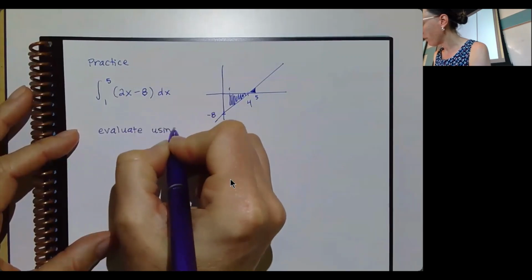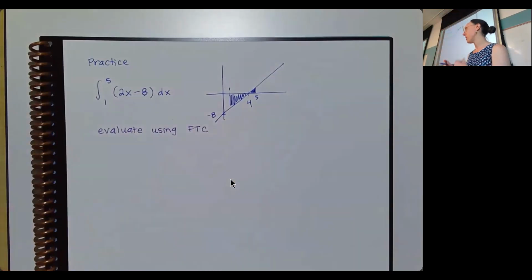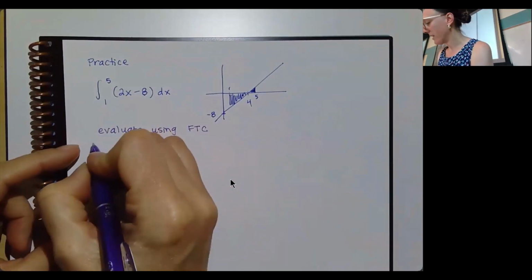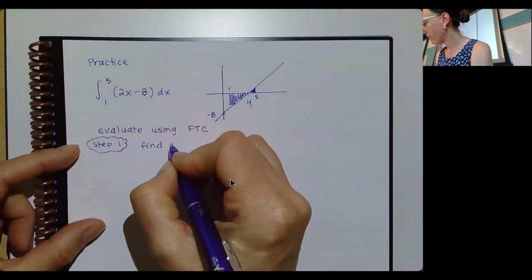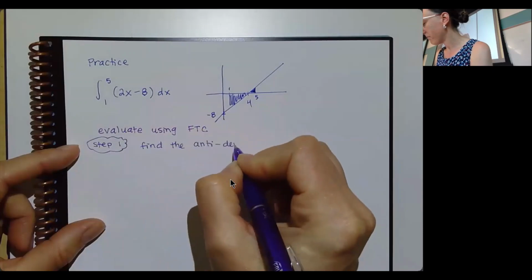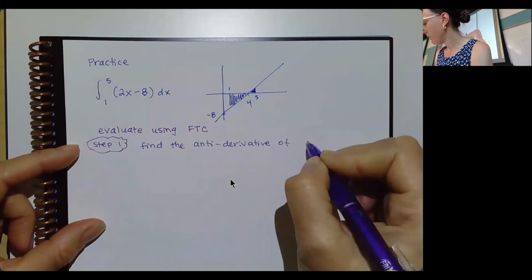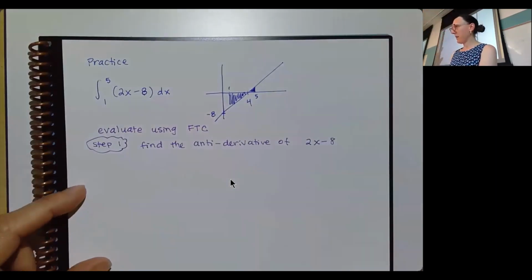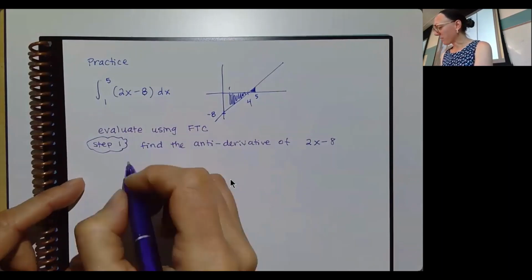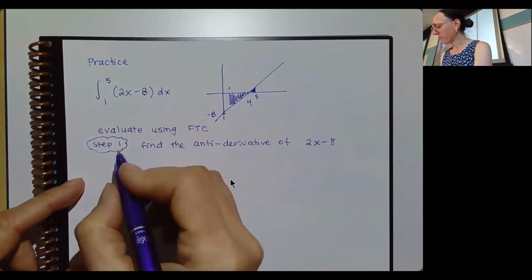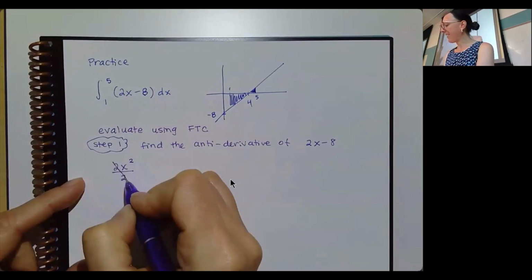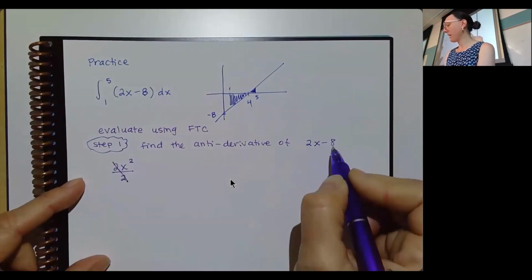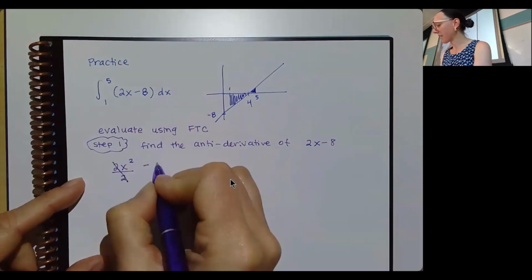By the way, FTC is a very common abbreviation for the fundamental theorem of calculus. So let's evaluate using the fundamental theorem of calculus. Step 1, we need to find the antiderivative of 2x minus 8. Add 1 to the exponent, I'd have 2x squared, and then I'm dividing by 2. My 2's would cancel out. And then the antiderivative of minus 8 is going to give me minus 8x.